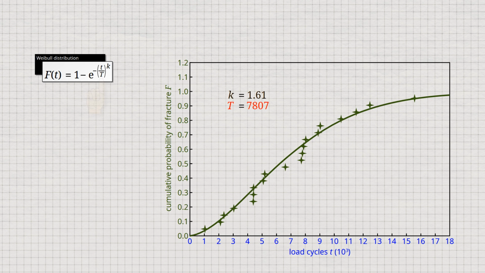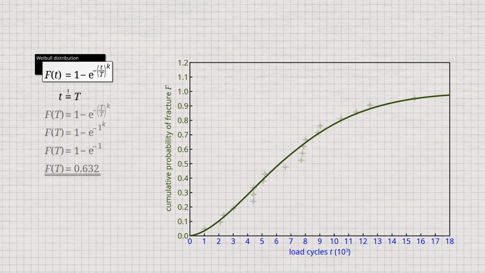From the argument of the exponential function, it is clear that the scale parameter must have the same unit as the variable t, since an exponent cannot have a unit. In our case, the scale parameter therefore has the meaning of a number of load cycles. If we use this scale parameter as the variable t in the Weibull function, we obtain a probability that is characteristic for the scale parameter.